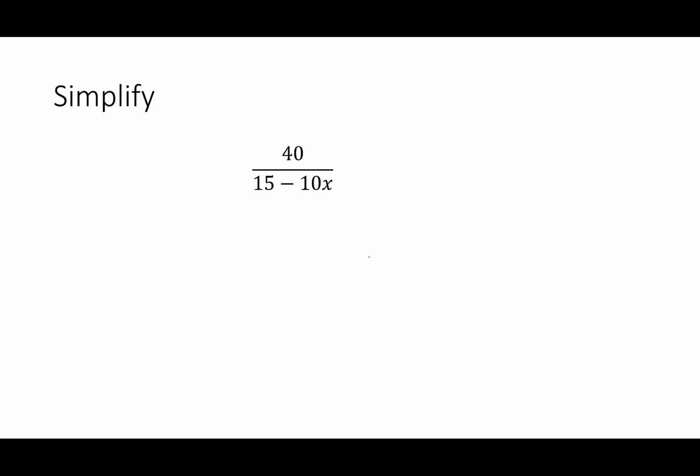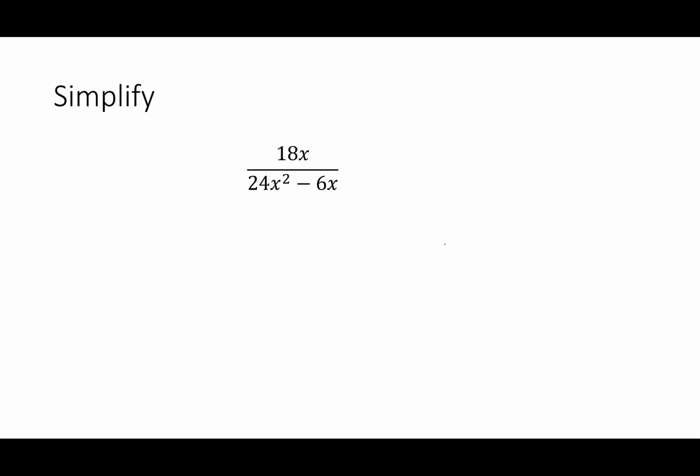I have 40 over 15 minus 10x. In the denominator, 15 and 10 have a common factor of 5, so I'm going to take that out. 15 divided by 5 is 3. 10x divided by 5 gives me 2x. So I'm going to repeat that in the top. I'm going to divide by 5, and that's going to give me 5 times 8. 5 matches 5, so I cancel it out. My reduced rational is 8 over 3 minus 2x.